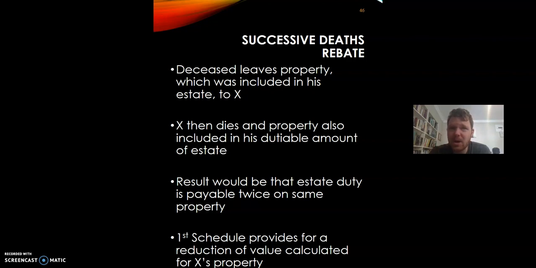Now, obviously, that seems a bit harsh because once it happens 3 or 4 times, the asset's going to be worth nothing. So there is something in the first schedule that provides for a reduction of the value based on how long it's been since it was previously subject to estate duty. The good news, I'm not going to ask you about it this year. You just need to know it exists and you need to know where to find it. Okay, but you're not going to have to do the calculations as of now. And yeah, so that ends estate duty.